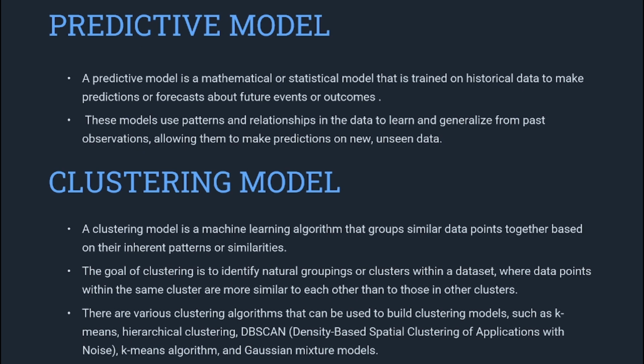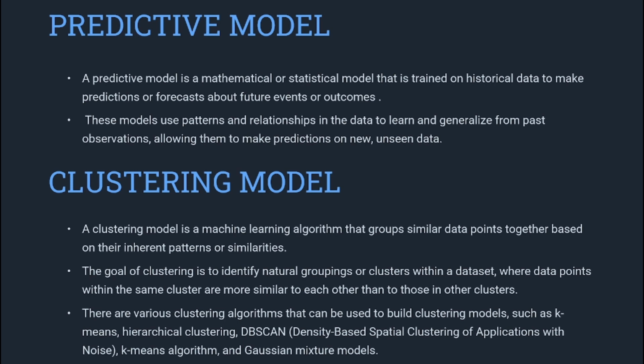A predictive model is a mathematical statistical model that is trained on historical data to make predictions or forecasts about future events or outcomes. These models use patterns and relationships in the data to learn and generalize from past observations, allowing them to make predictions on new unseen data.